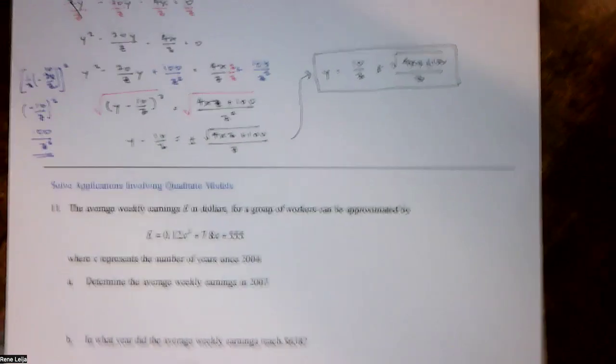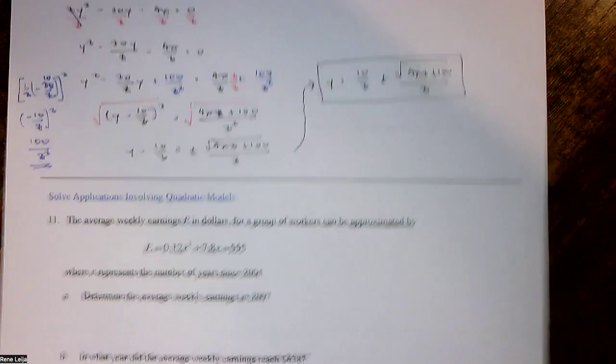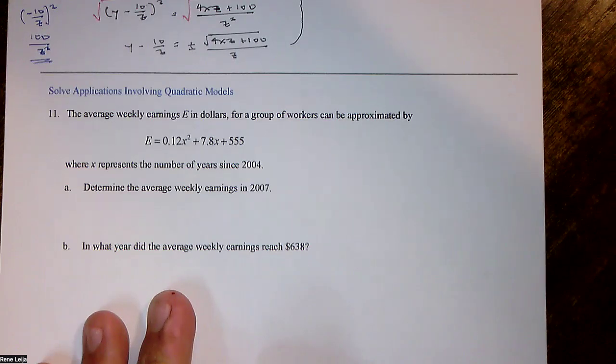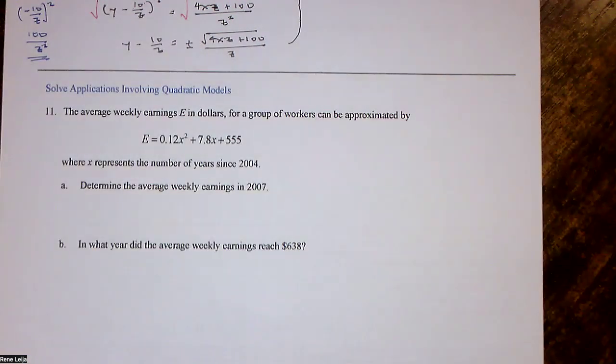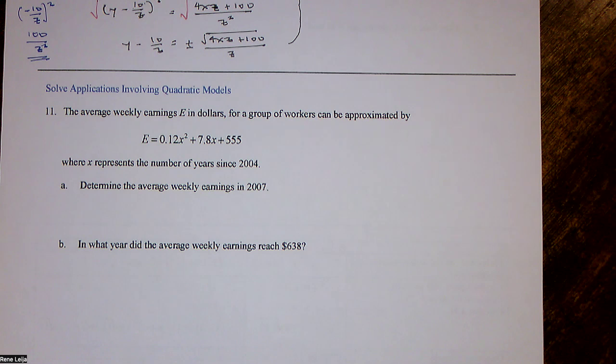Okay, now number 11, solve the application problem involving quadratic models. The average weekly earnings E in dollars for a group of workers can be approximated by this quadratic, where X represents the number of years since 2004. Determine the average weekly earnings in 2007.